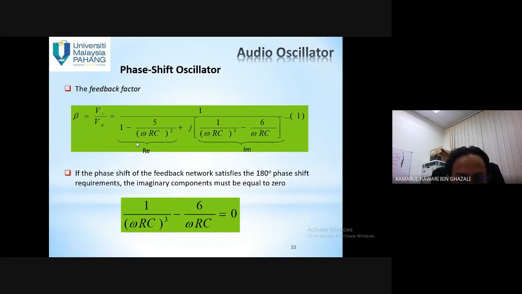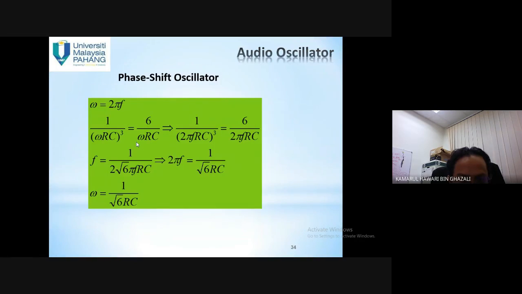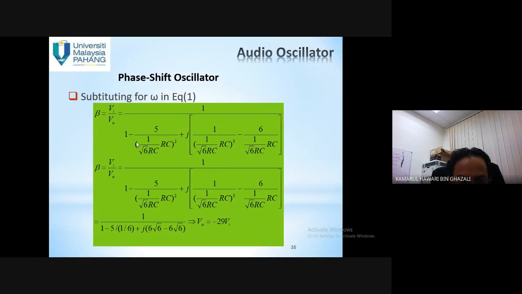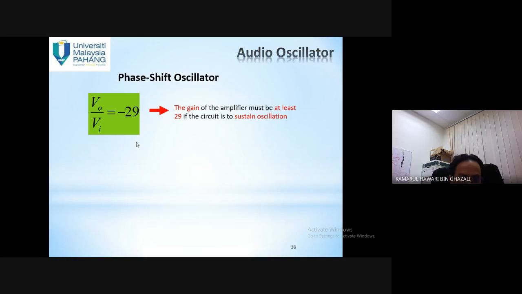So you can get the feedback factor beta for the phase shift oscillator. If the phase shift of the feedback network satisfies the 180-degree phase shift requirement, the imaginary component must be equal to 0. Substituting for omega in equation 1, finally you will get the gain Vo divided by Vi. The gain of the amplifier must be at least 29 for the circuit to sustain oscillation, meaning that the gain RF divided by Ri equals negative 29.